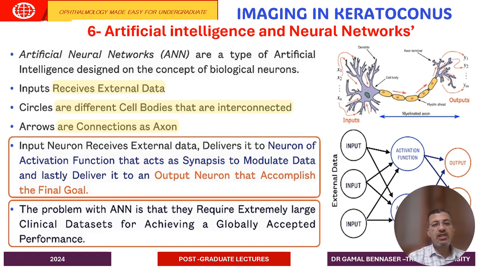machine, and the machine, through a special activation process, will integrate all this information and come up with the final conclusion regarding the modality of treatment or the diagnosis of the case. So artificial intelligence, using neural networking, is a very useful tool in the field of ophthalmology.